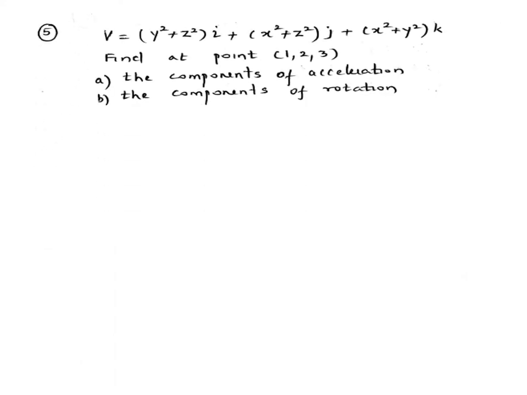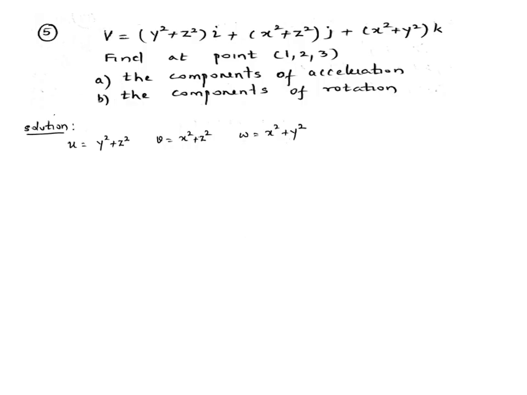So here the velocity vector is given as (y² + z²) i, where i is the unit vector, plus (x² + z²) j plus (x² + y²) k. Find at the point (1, 2, 3) the components of the acceleration and components of rotation. Given the velocity vector, v = ui + vj + wk. First we should identify the components of velocity: u is y² + z², v is x² + z², and w is x² + y². That is what you should first write.